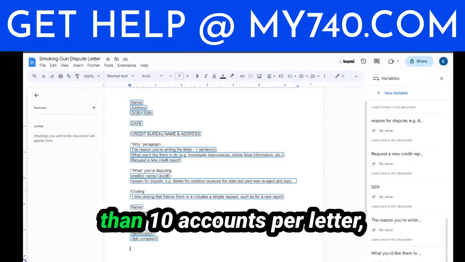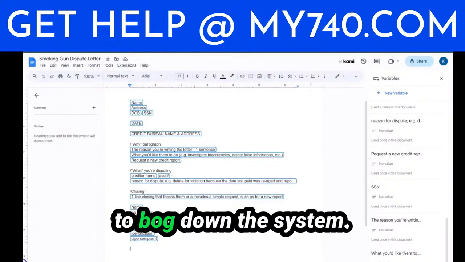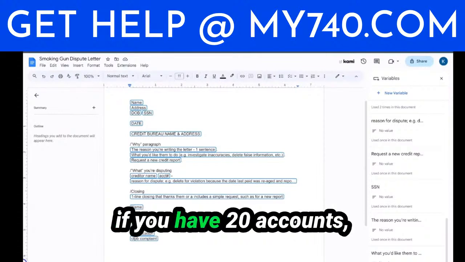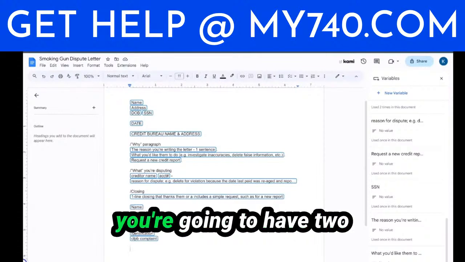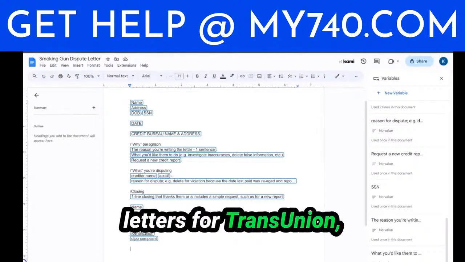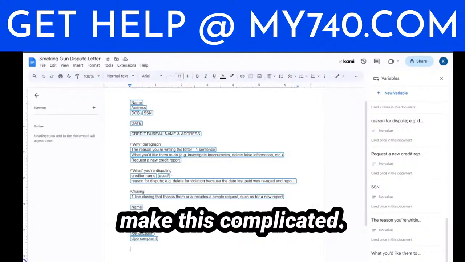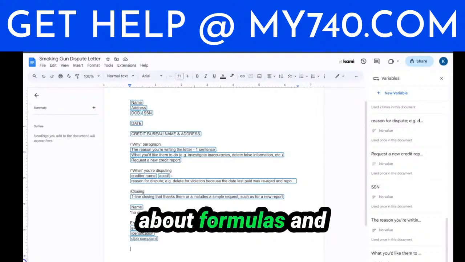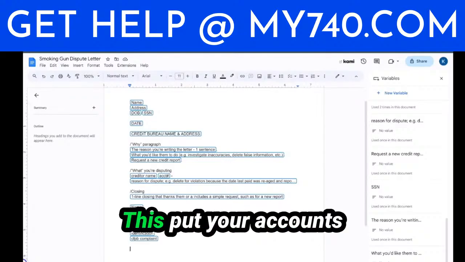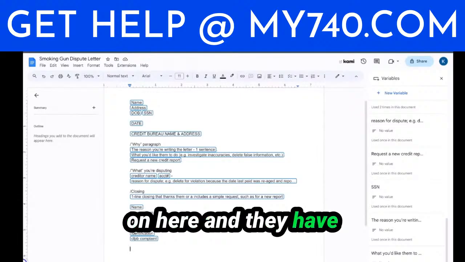Normally, I say no more than 10 accounts per letter to bog down the system. If you have 20 accounts, send out 2 letters. You're going to have 2 letters for Equifax, 2 letters for TransUnion, 2 letters for Experian. You send them out on different dates, okay? But we're not trying to make this complicated. We're not trying to talk about formulas and different structures. Put your accounts on here and they have 3 different parts to it.